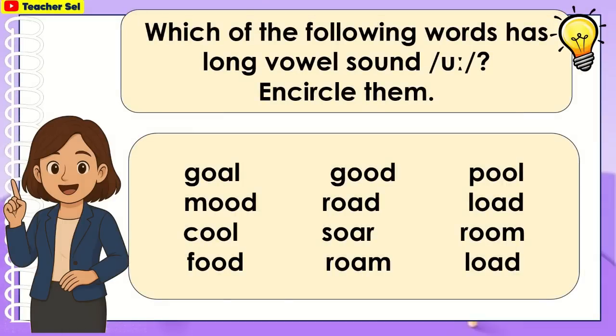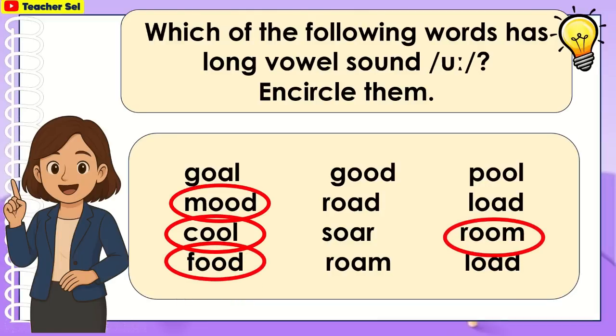Which of the following words has long vowel sound U? Circle them. Goal, mood, cool, food, good, road, soar, roam, pool, load, room. Here are the correct answers: mood, cool, food, room, pool, and good.